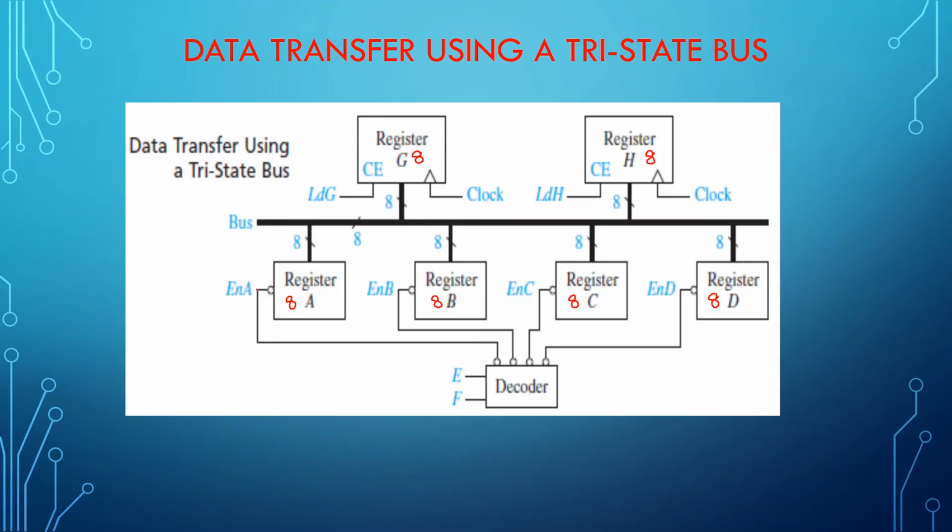Let us say that the data from register A has to be transferred to register G, okay? These are parallel buses. Parallel buses means anybody can give the data here and anybody can absorb the data from here. That's what parallel buses normally means.